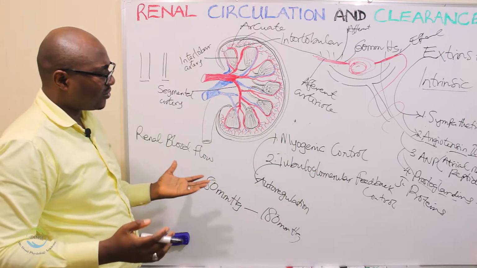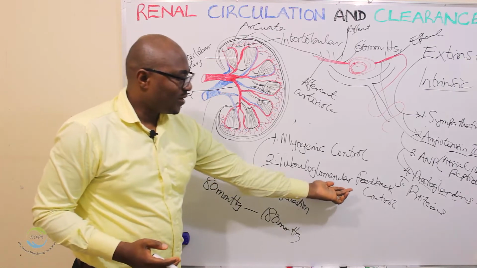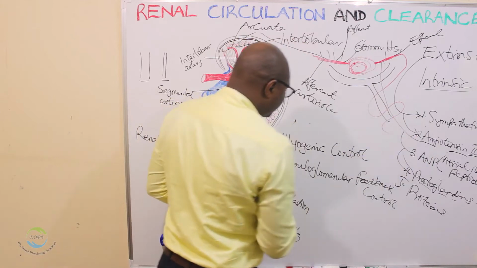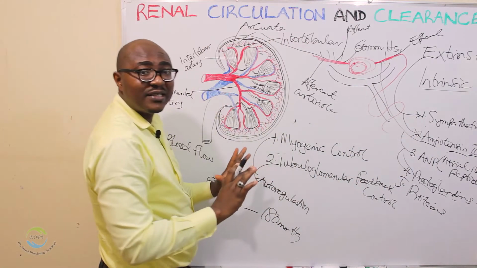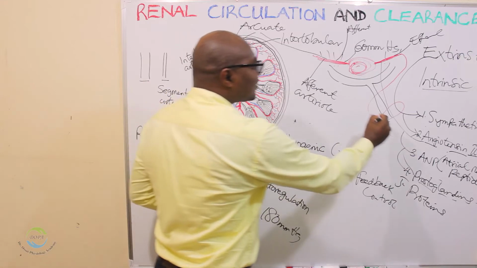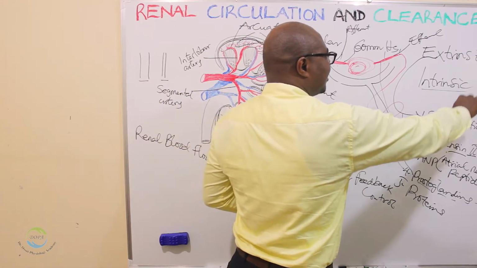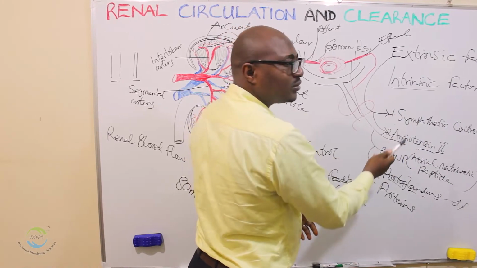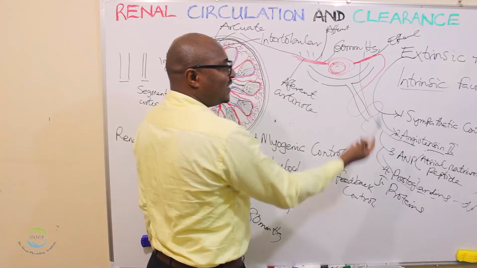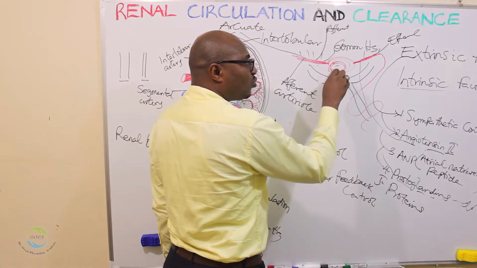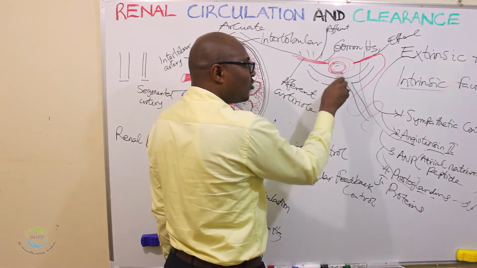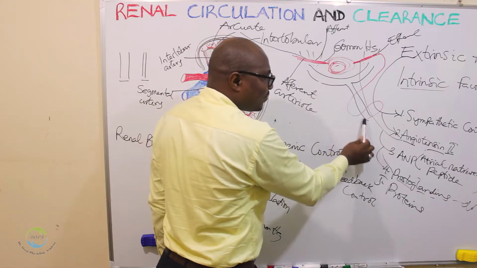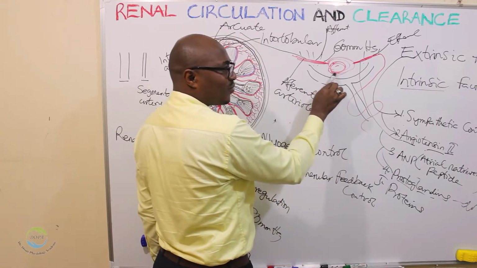Then tubuloglomerular feedback. What is it talking about? Tubules, glomerulus. You have the glomerulus first, then the tubules. So tubuloglomerular feedback is simply telling us what is happening at the tubules as the urine, the filtrate, goes along the tubules. It feeds back. It helps to control what is happening at this glomerulus, this filtration part. Because everything that happens, the flow here, everything starts from here.